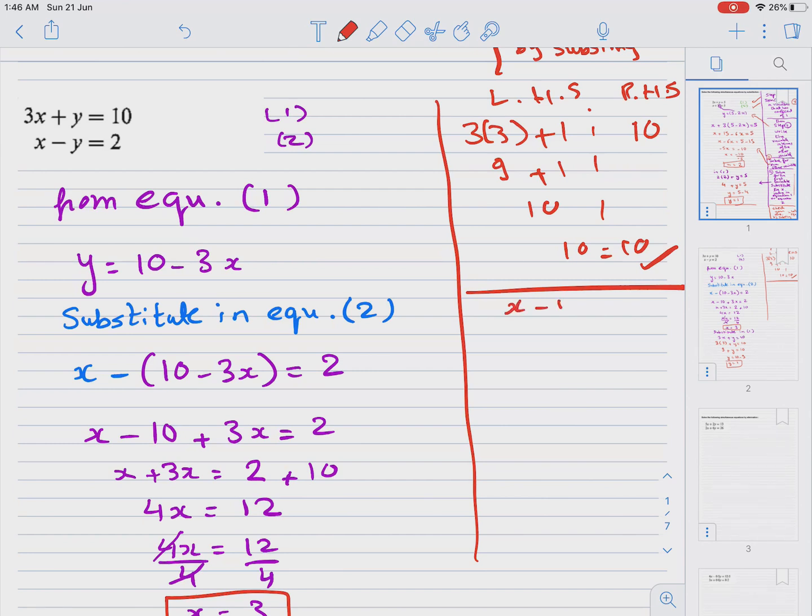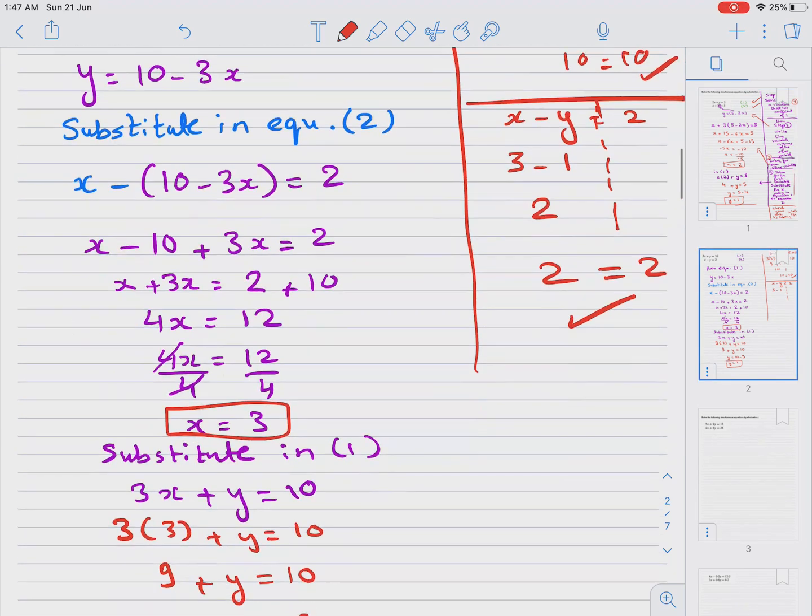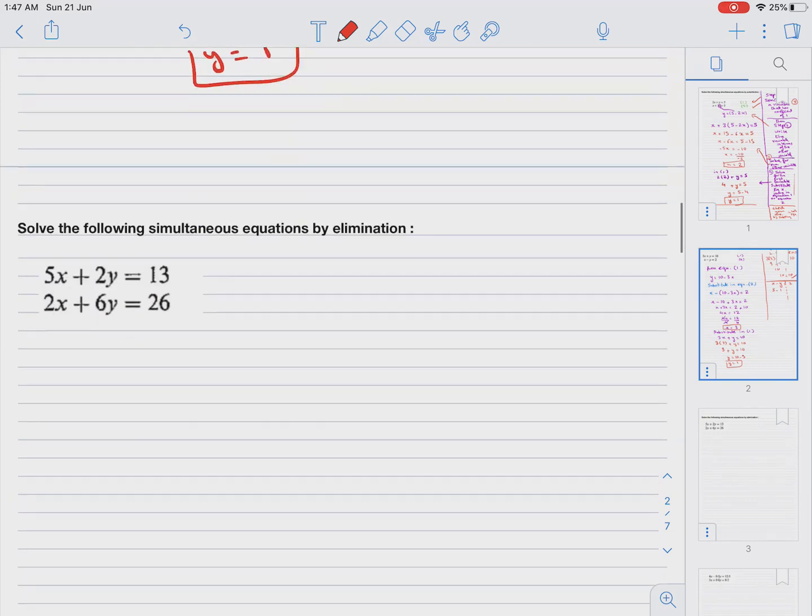Now I substitute in the second equation. x minus y is equal to 2. Now the x is 3, the y is 1. Because I'm not really sure that they are equal to 2, let me just put them as left hand side and right hand side. 3 minus 1, so 2. So yes, 2 is equal to 2. So my answers are right.